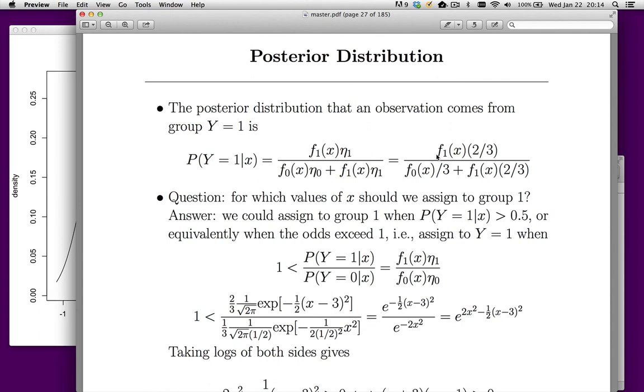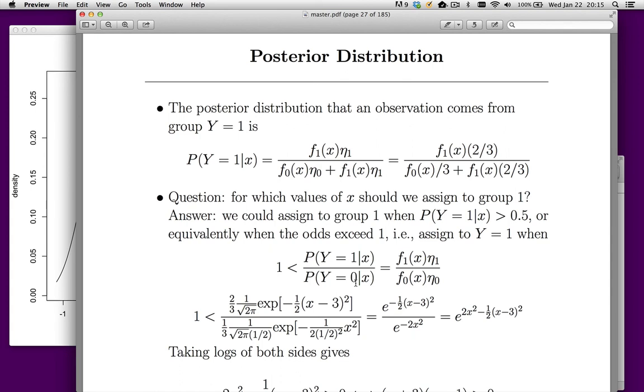The posterior distribution simply says for a given x, what is the probability that you come from class 1 or from class 0? Now we can work out these posterior probabilities with a version of Bayes' theorem. This is the formula that we used back in the EM algorithm. An interesting question is, for which values of x should we assign to group 1? The short answer is assign it to group 1 whenever the posterior probability of it belonging to group 1 exceeds the posterior probability that it belongs to group 0. These posterior probabilities, I've written them both down here, must sum to 1.